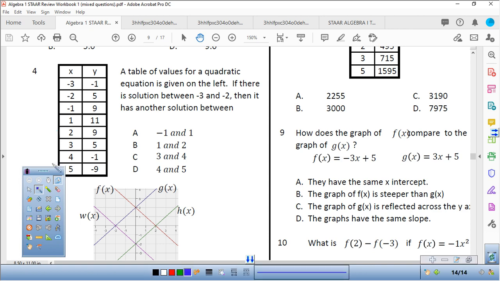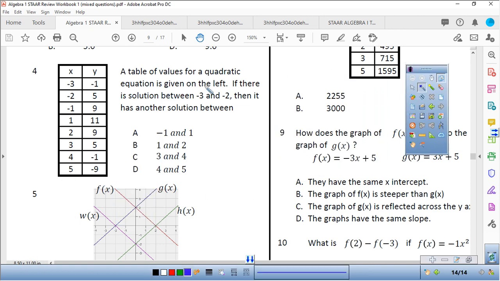The table of values for a quadratic equation is given on the left. There are two solutions. There is a solution between -3 and -2, then there was another solution. So solution is a key thing right here. Solution means your root, your 0, and most importantly, your x-intercept. Your x-intercept, guys, if you forget, is when y is equal to 0.